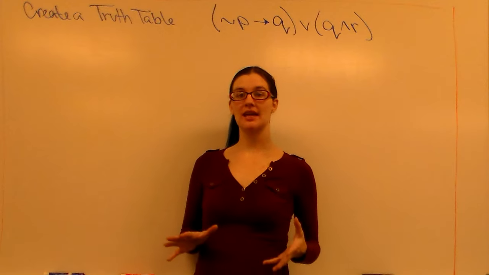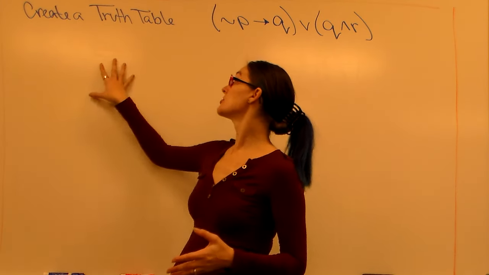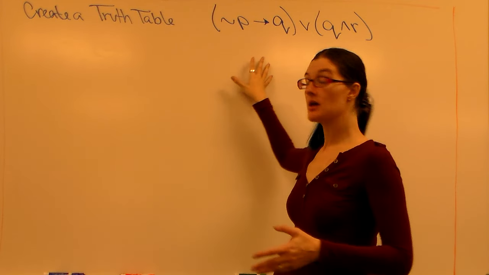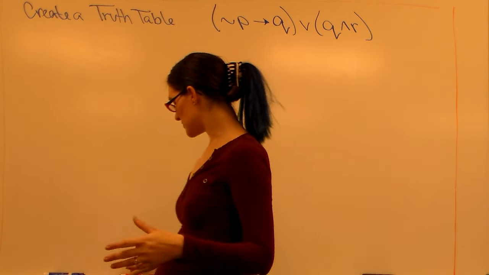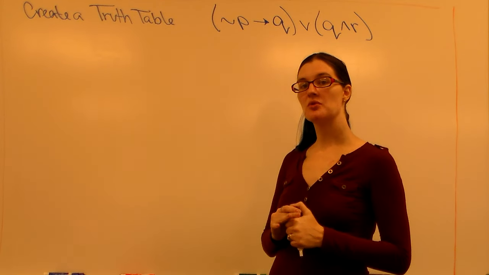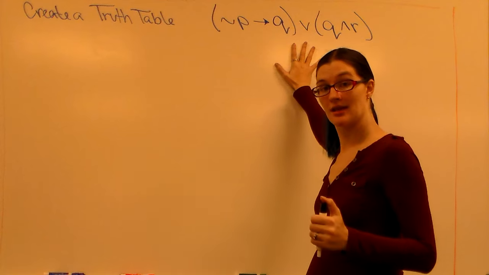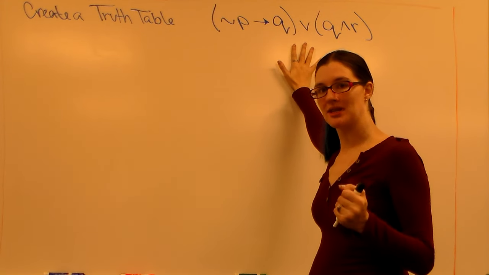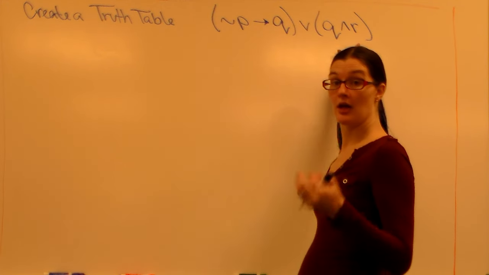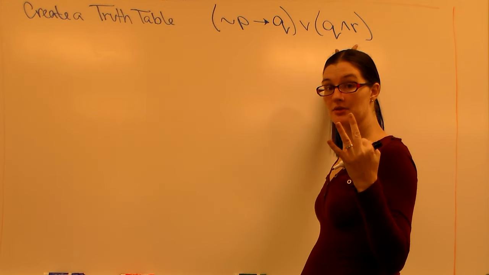Right, so now we're gonna create a truth table. To create a truth table, I will give you some sort of statement, something that you can use to format your truth table. The first thing you wanna do is look at this statement and say how many variables are in it. So I've got P, Q, and R. So I've got three separate variables.